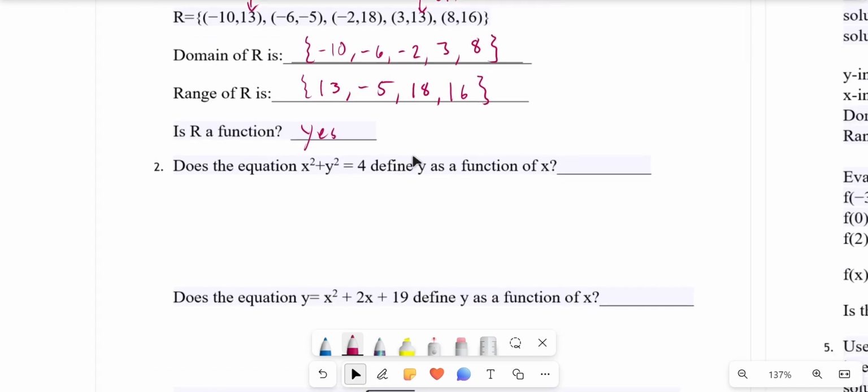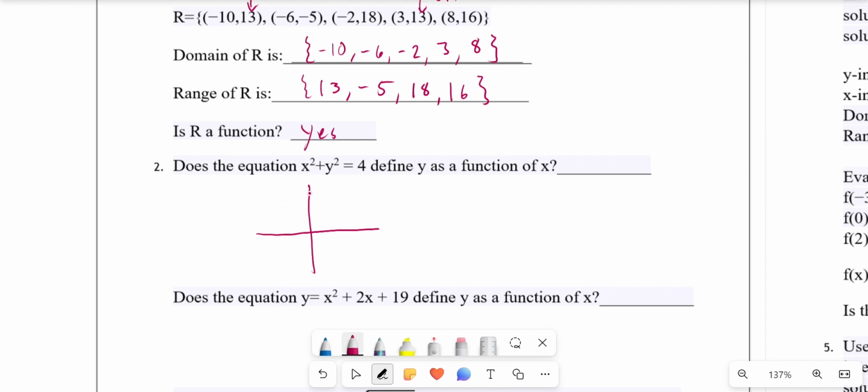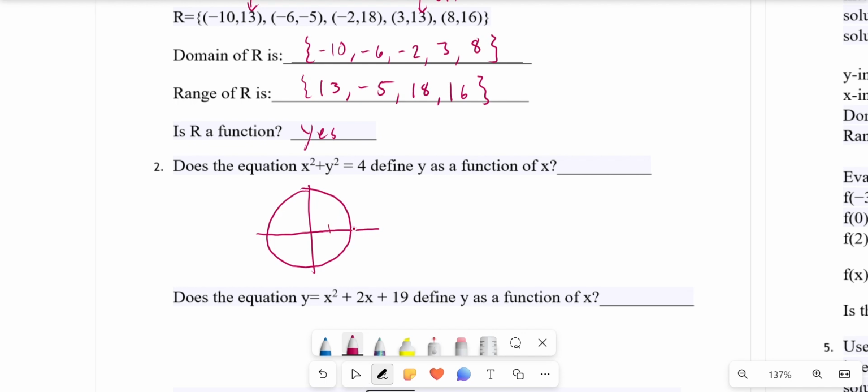Does this equation define a function of x? No, this is a circle. Oops. Let's draw a better circle than that. This is a circle, marginally better circle, with radius 2. You don't need to know that. You could just try to solve for x, right? x squared would be equal to 4 minus y squared. And the full solution, the full inverse that gives you every value of x, would be plus and minus the square root of 4 minus y squared.